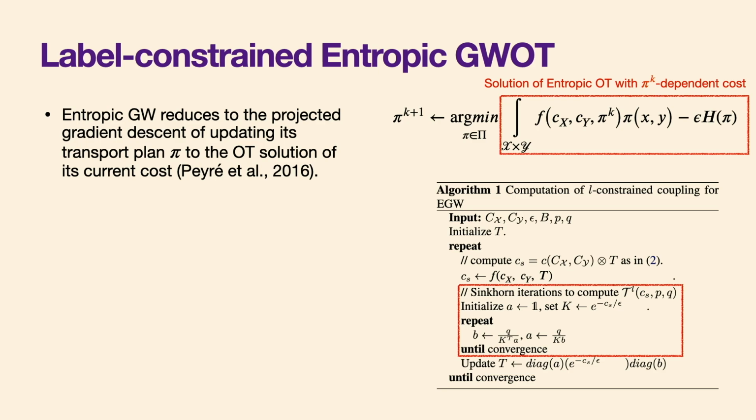And then I go back, calculate the cost again, and perform Sinkhorn iterations and iterate until I converge. And I know I solved the Gromov-Wasserstein optimal transport. So this is for the unlabeled setting.